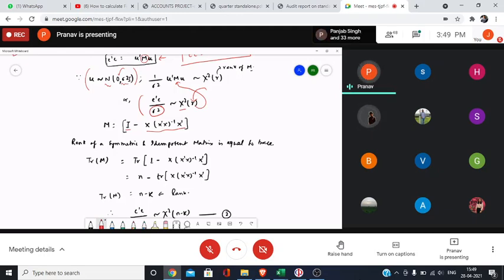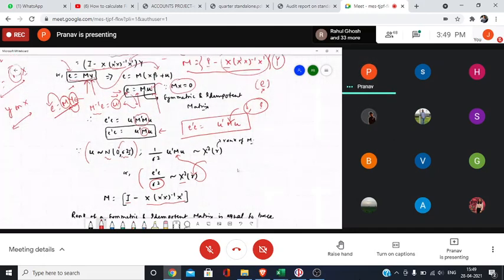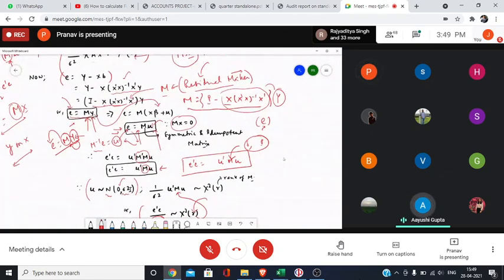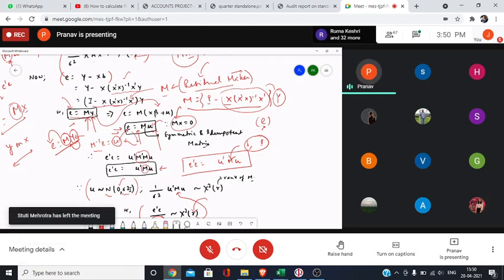Sir, एक चीज can you just scroll up for just 10 seconds? Yeah. So, हाँ जी. So I didn't get this part. Why mx is equal to 0? M क्या है dear आपका? M is residual maker matrix which produces a vector of residuals of a regression of y on x. So that's why M times y gives you E. So M times x क्या होगा? It will give me a vector of residuals of a regression of x on x itself.